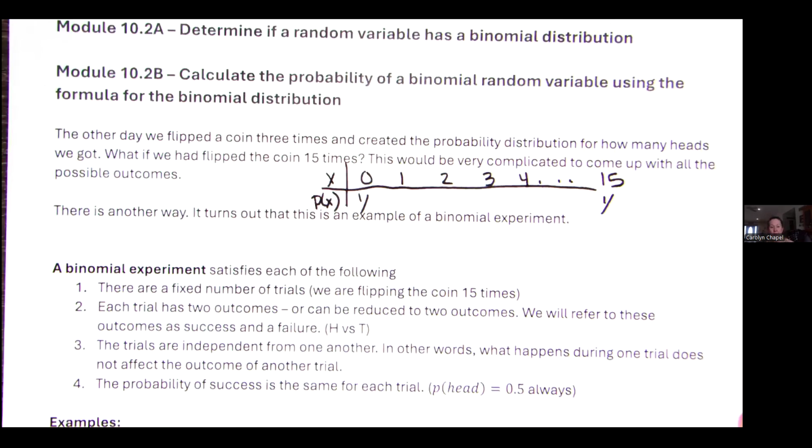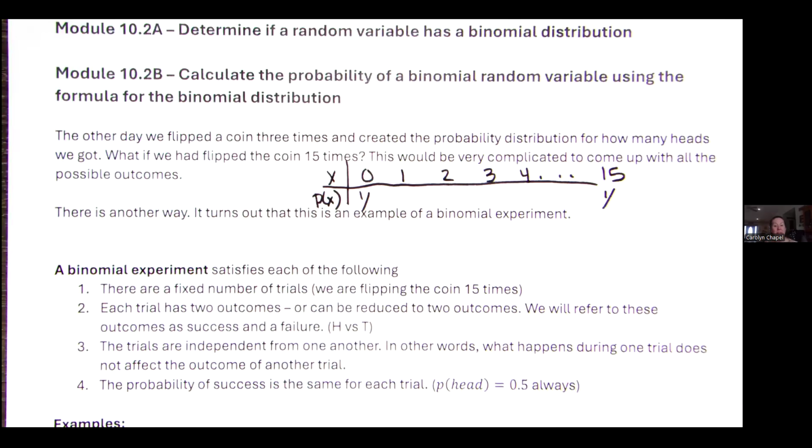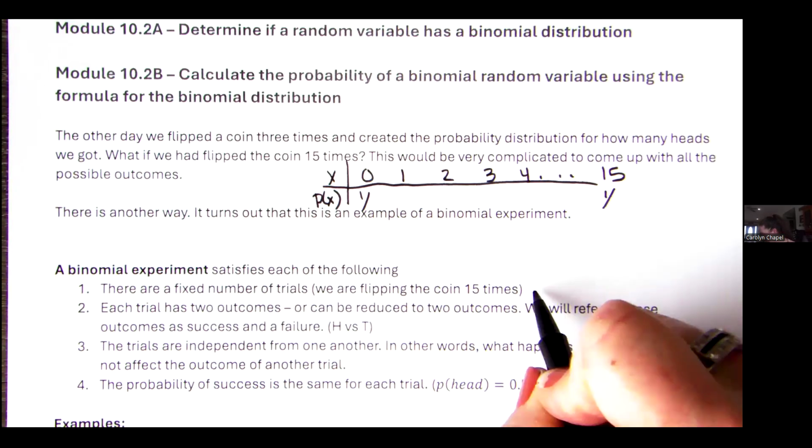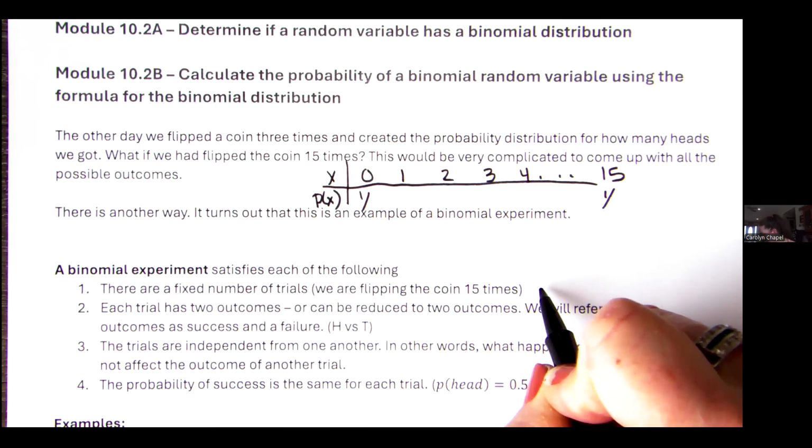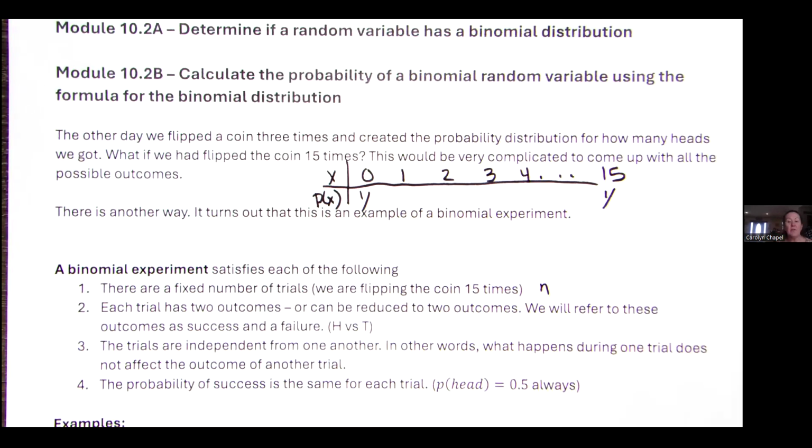Now, what is a binomial? A binomial is an experiment that does satisfy the following. First of all, there is a fixed number of trials. So when we flip a coin 15 times, those 15 times is the number of trials that we have. And actually, we will be using the letter N to represent the number of trials.